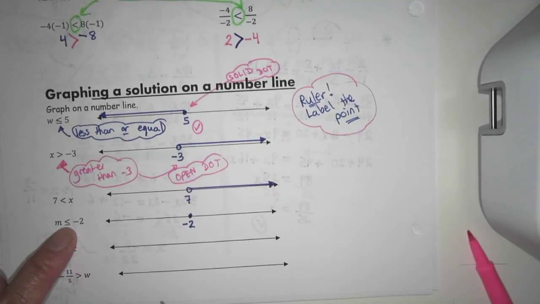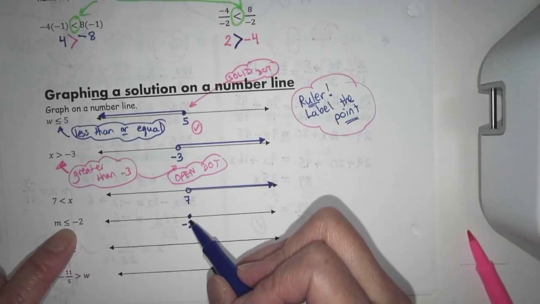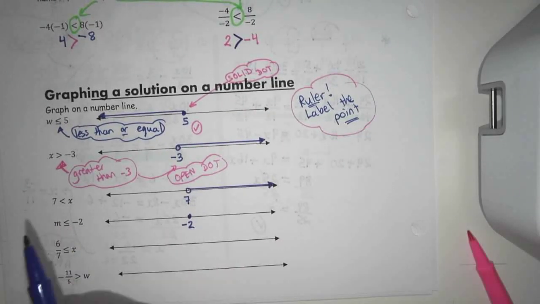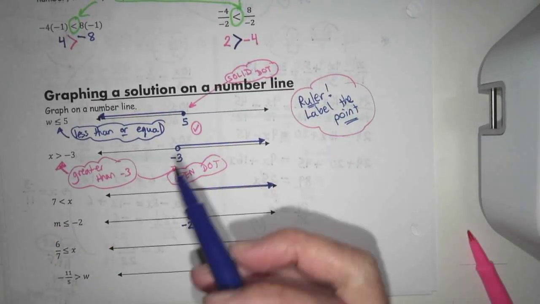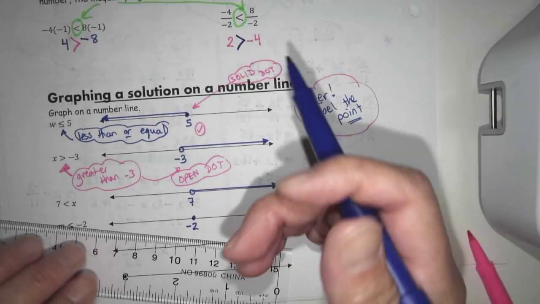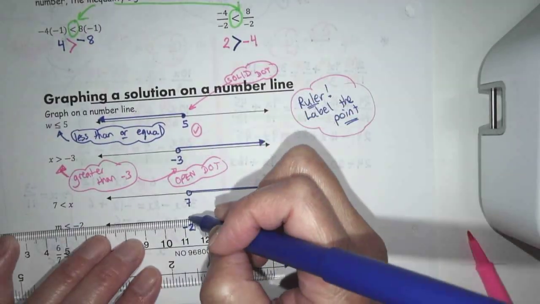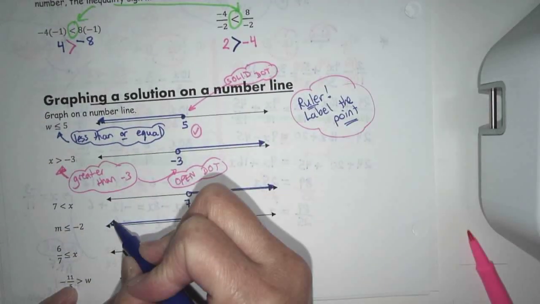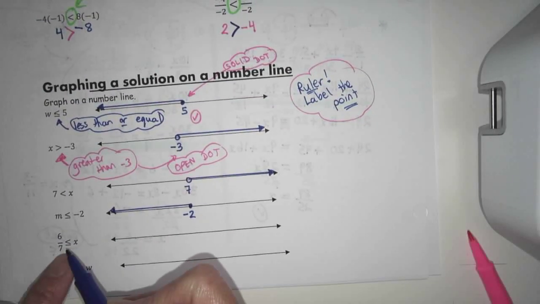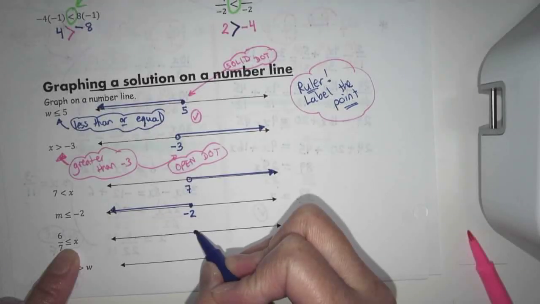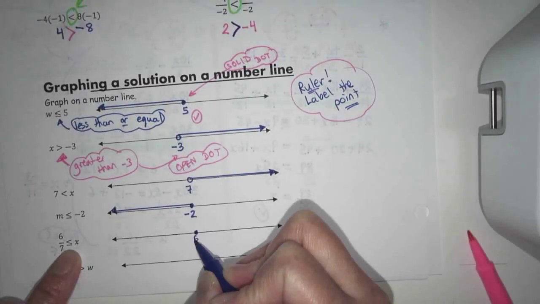M is less than or equal, solid dot. And see how it's closed to the M. So M is closed, right? So it's closed beside the M. Closed, so it's less than. So less than. So you're going to do this. Draw that arrow. Okay, this one here, see there's an extra line, so equal to, so solid at 6/7.